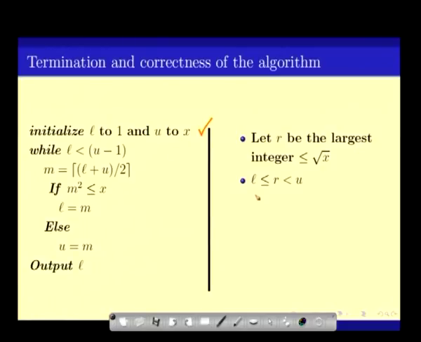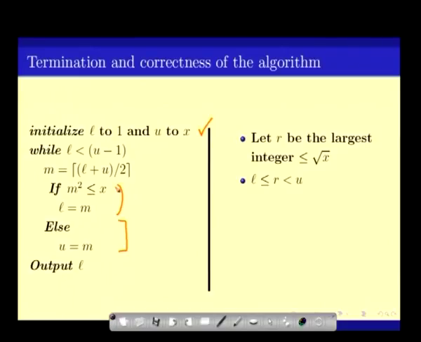And now we have to ensure that this invariant is maintained throughout this algorithm. For example, if we hit this if branch, in that case M square is less than X and we update L to M. But that means that R must be greater than or equal to M. Whereas in this else case, when does the else occur? Else happens when M square is strictly greater than X.